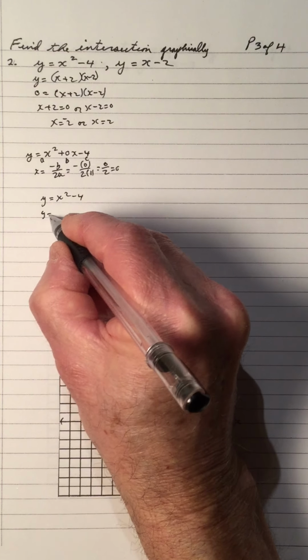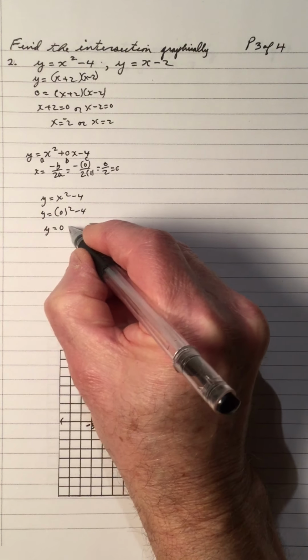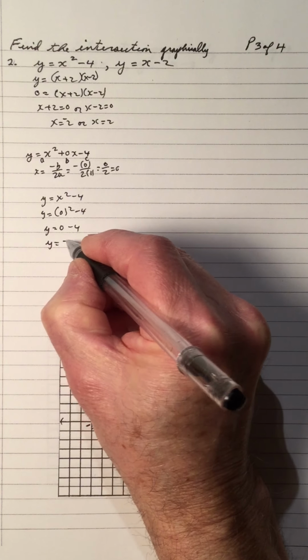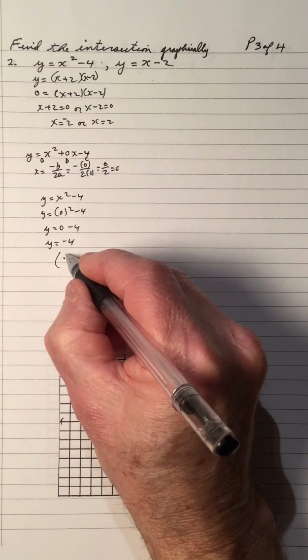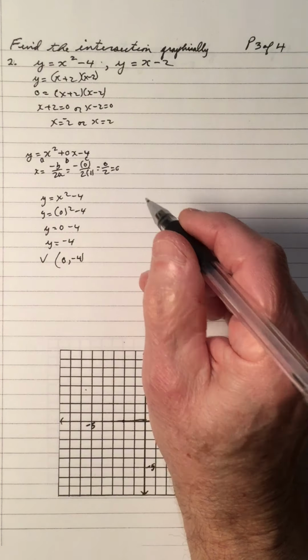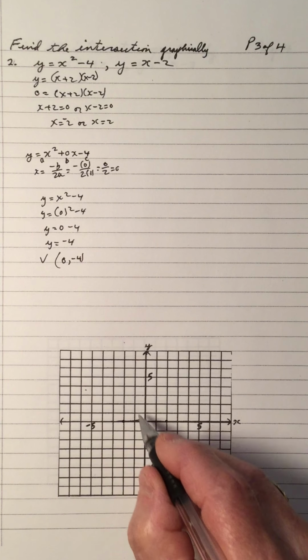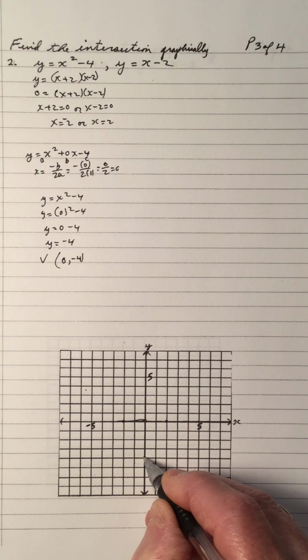So if you plug 0 back in, you'll get the y-coordinate, which is 0 minus 4. So we have a vertex where the x-coordinate is 0 and the y-coordinate is negative 4. So the vertex is 0, negative 4.